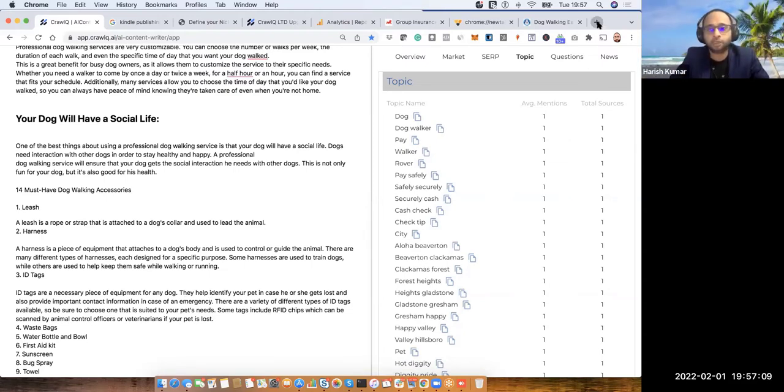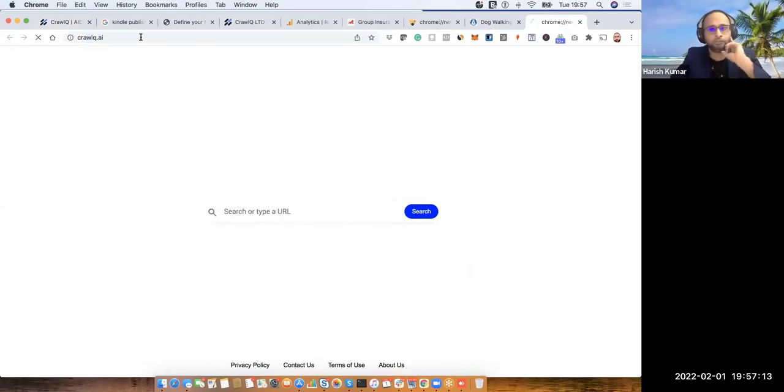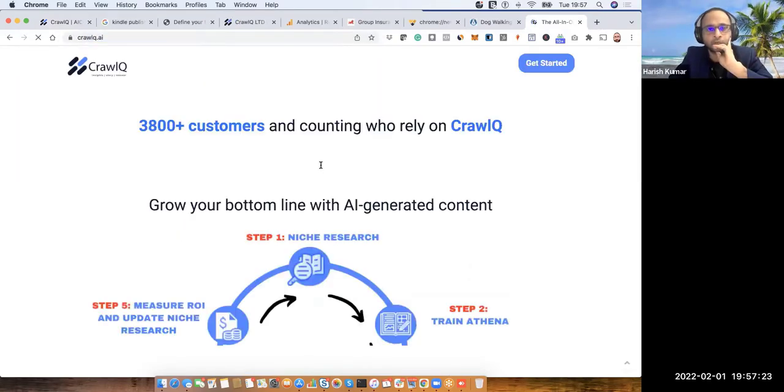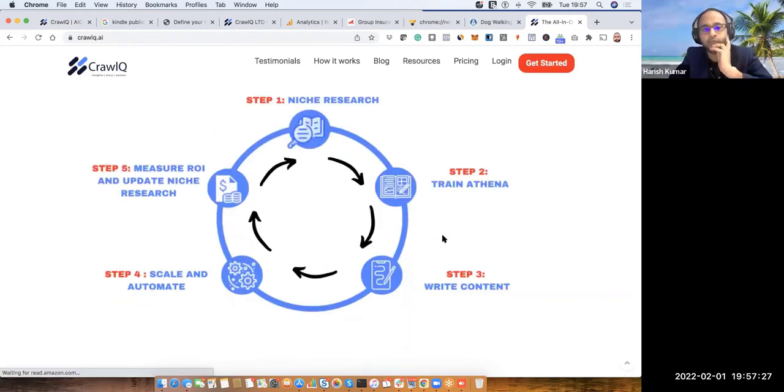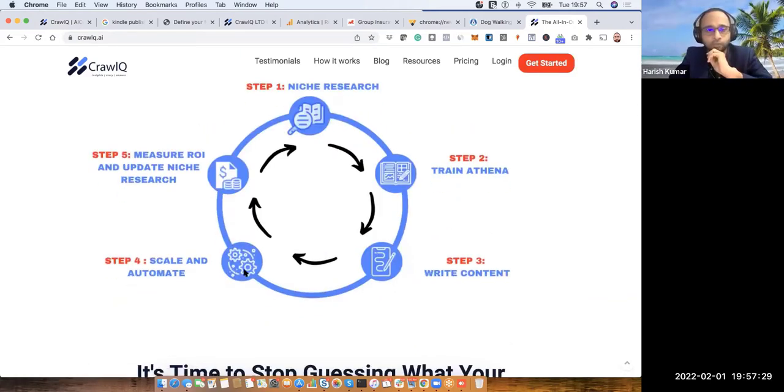Let me maybe quickly show what I mean by that. The idea was to start with the niche research, train Athena, write content, then scale and automate with these different types of templates that you can automate, then measure ROI and update niche research. So the main idea here is that before we update the niche research, we want to inject into Athena the right information, the information which increases the ROI.